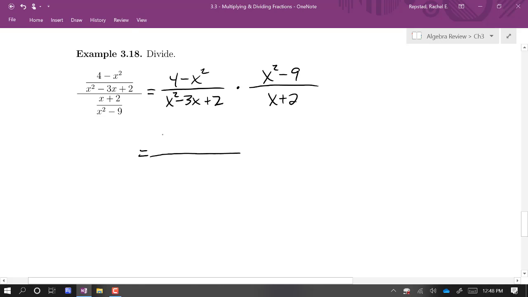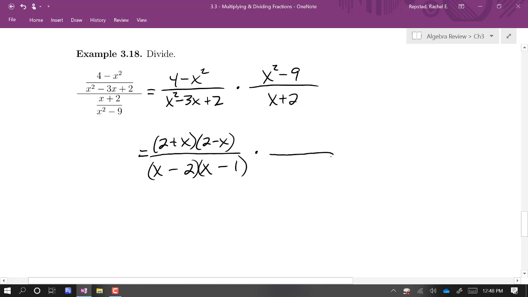In the first fraction, 4 minus x squared, that's a difference of squares. So that's 2 plus x times 2 minus x. On the bottom, we can unfoil that. It'll factor as, so we need an x and an x. We need a 2 and a 1. And they're both going to be negative. That'll give us the minus 3x in the middle and a product of positive 2.